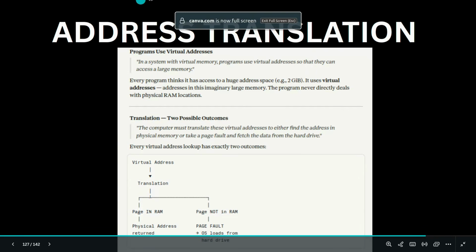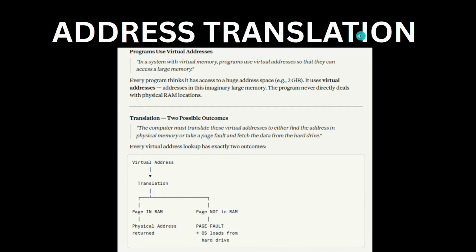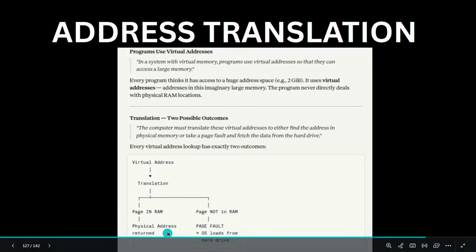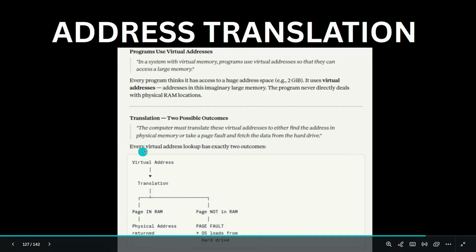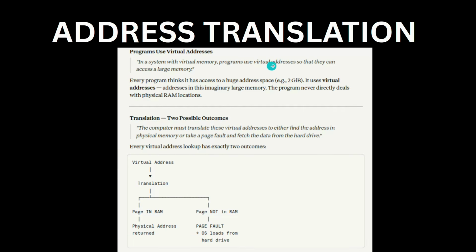We are going to learn this important part here, that is address translation. So we know what we mean by address translation. When we are converting our virtual address into our physical address, it is called address translation. So in a system with virtual memory, the program is using a virtual address to access this large data.